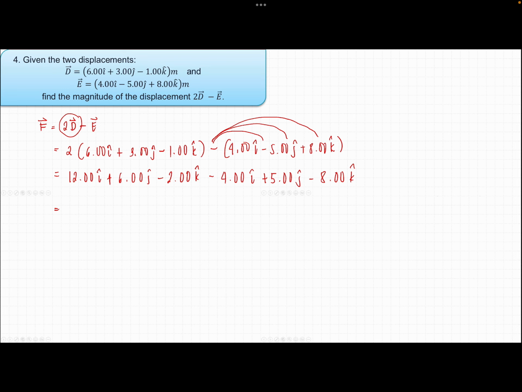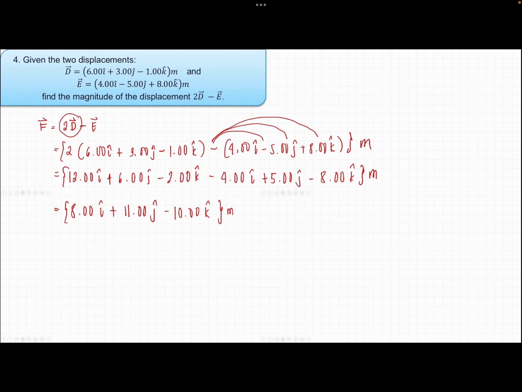So this would become 12 minus 4 is 8, di ba? So 8.00 i hat. By the way, ang unit nito is meters. Ilalagay na lang natin dyan. Okay, so 8.00 i hat. Then 6 j hat plus 5 j hat is 11.00 j hat. And negative 2 k hat minus 8 k hat is negative 10. So minus 10.00 k hat. Then the unit is meters.